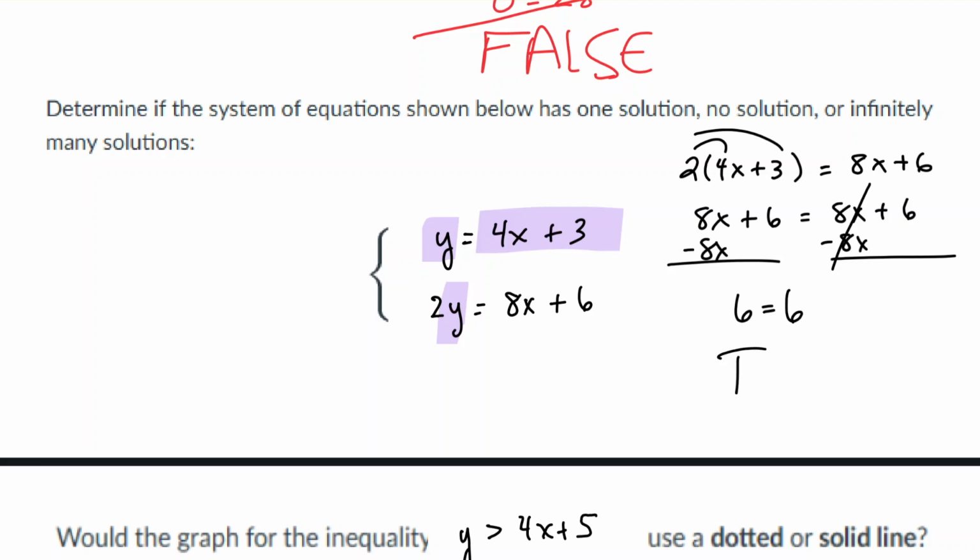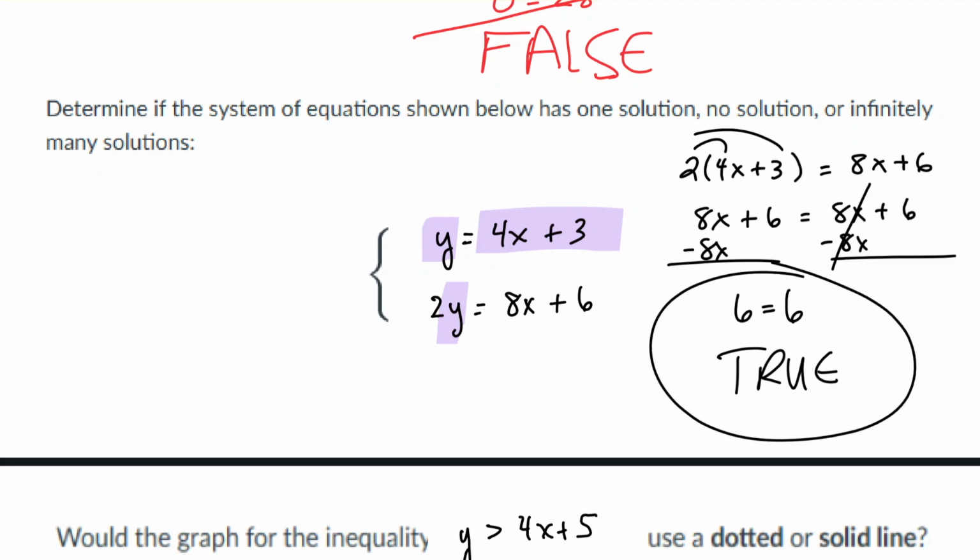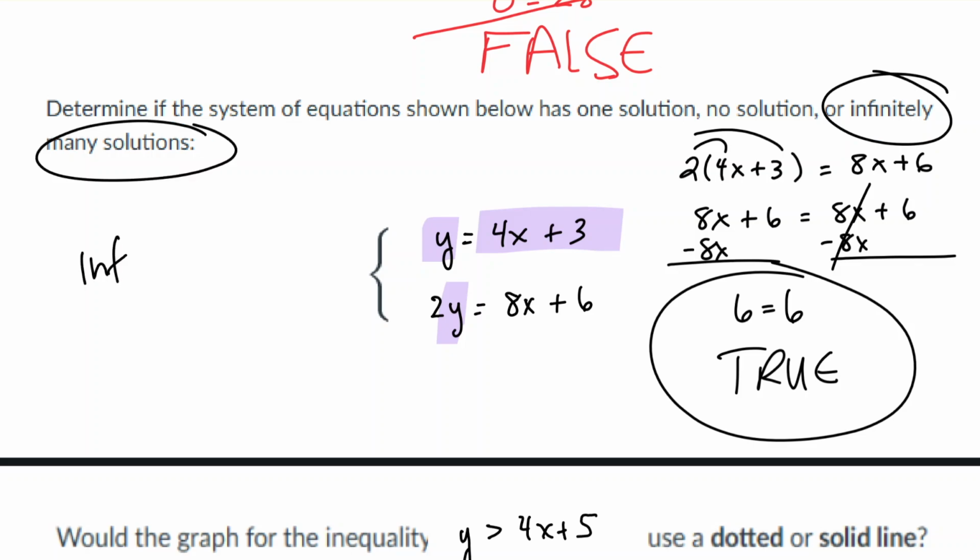6 equals 6 is a true statement, and it does not involve an x. If when solving you get down to a numerically true statement, 6 equals 6, that's when you know you have infinitely many solutions, because it turns out that the two lines, although they might not have looked the same, are the same line, just written in a different appearing format.